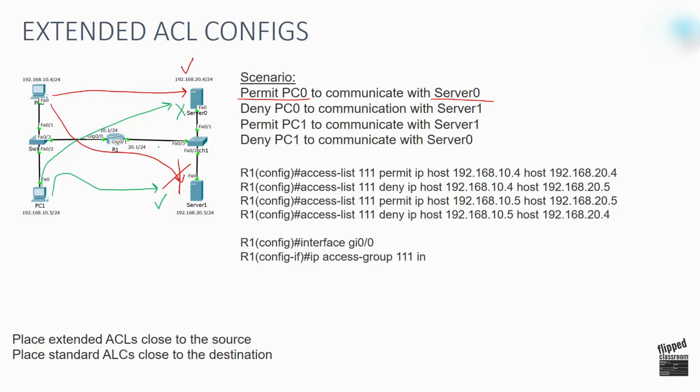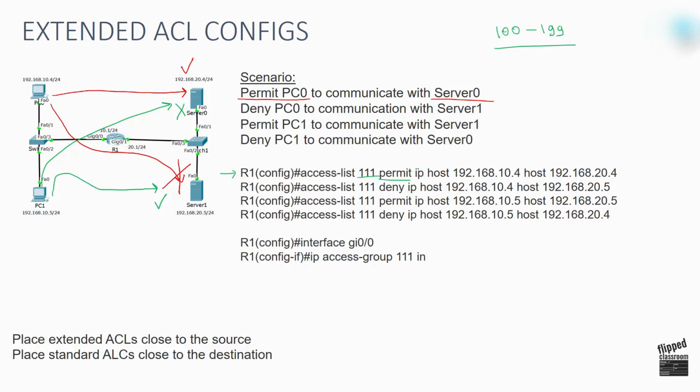How to create the extended ACL? We have to remember that extended ACL IDs are from 100 to 199, so we can create an access list from global configuration mode, for example access list 111, which is in the range of these two numbers. Then we write permit or deny, so we have two variants.